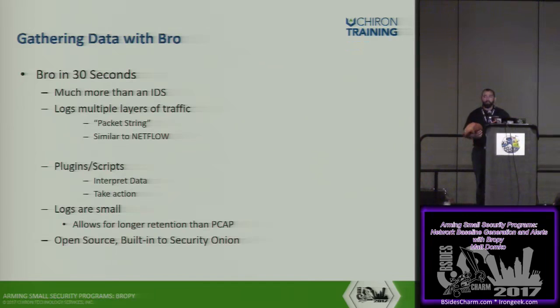But basically, if I have full PCAP over on the left that takes up 1 gig per second because my link is completely saturated, and I have just my NetFlow, right, that my Cisco devices are providing to me, which takes up maybe 1 gig in a year, bro gives me that in between. It gives me packet strings. So anything that's in a packet that can be printed out as ASCII text, we can pull that out. So just like in NetFlow, where I get my source and destination IP and ports, I can pull those out.